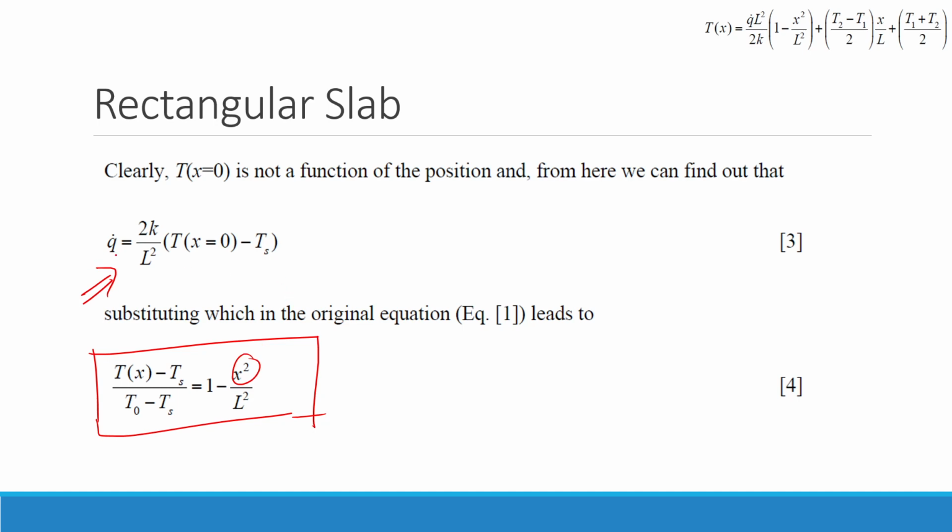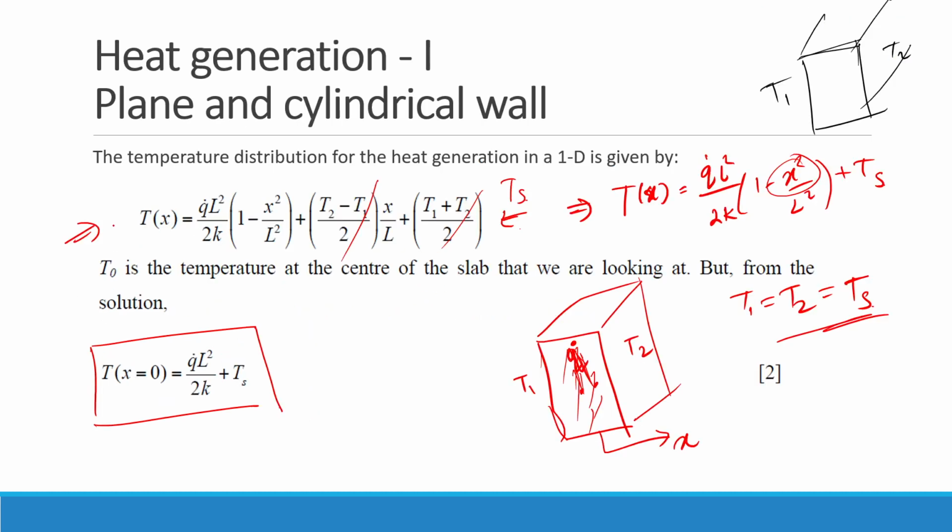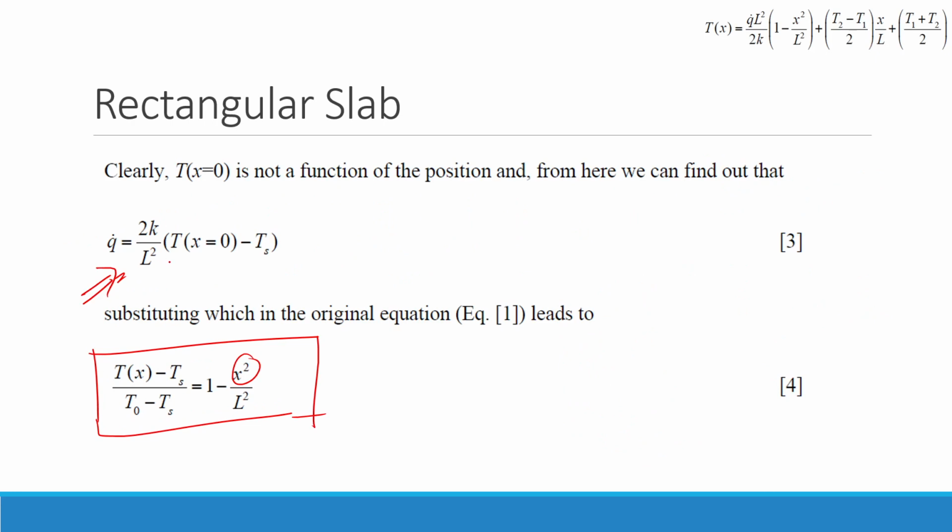So basically, if you put equation number 3 in equation number 1, so equation 1 was this term, q dot, you need to put it as this 2k upon L square, then T minus Ts, so you will be getting these equations. So this is a useful equation, that is (Tx minus temperature at surface) upon (temperature at center minus temperature of surface) is equal to 1 minus x square upon L square.